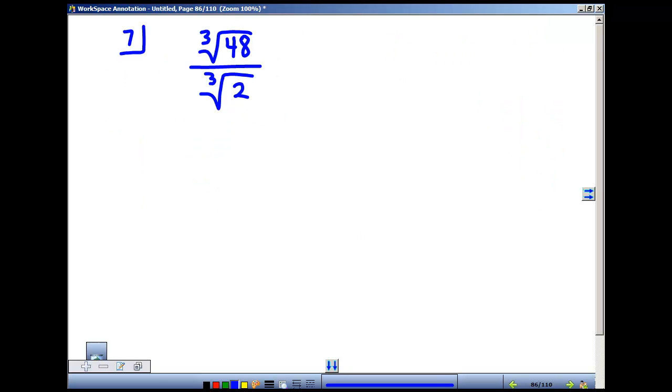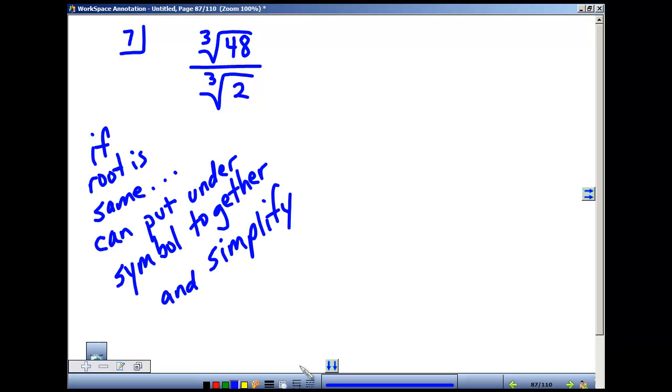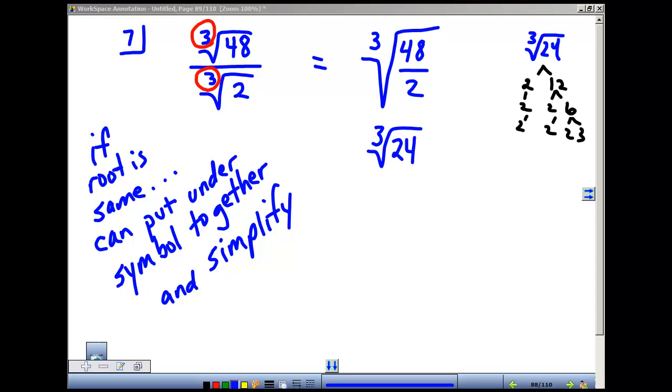Number 7. Here I have a fraction with a cube root on top and a cube root on bottom. If the root is the same, if the index is the same, we can put them under the same symbol together and simplify. So now I have the cube root of 48 divided by 2. And 48 divided by 2 is the cube root of 24.